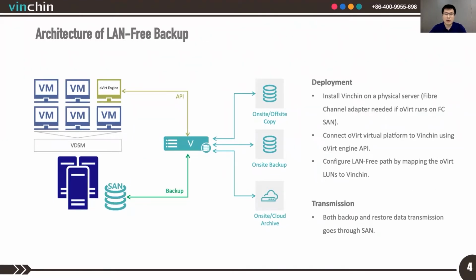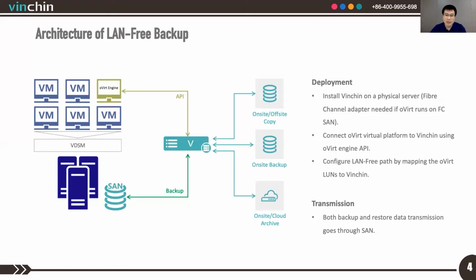Here's the working principle of LAN-Free backup over a storage area network. The deployment of Vinchin software must use a physical server, because only a physical server with a fiber channel adapter or dedicated network interface will enable Vinchin to connect directly to the FC SAN or IP SAN. And the production nodes of the oVirt need to be mapped and mounted to the Vinchin server as its LAN-Free path.